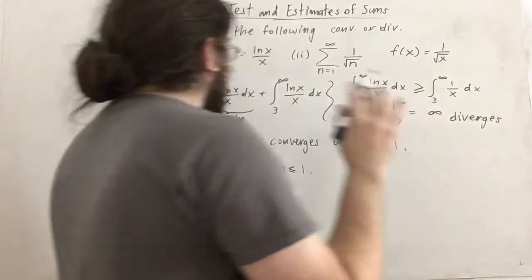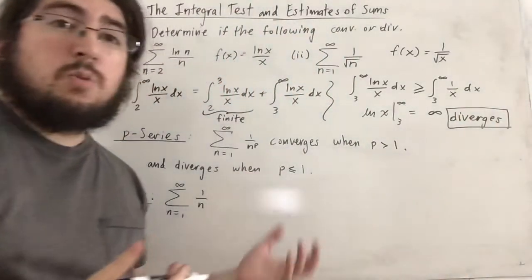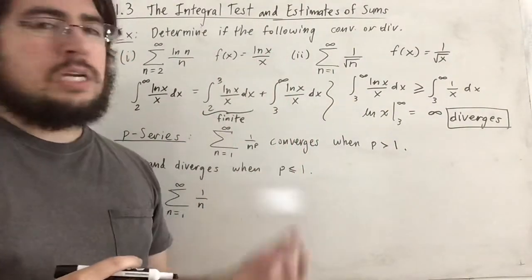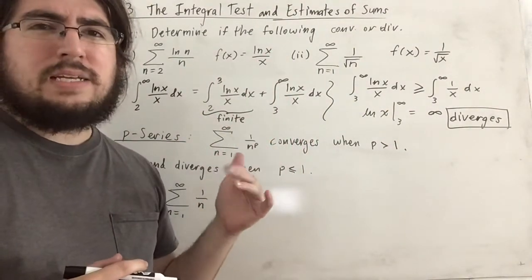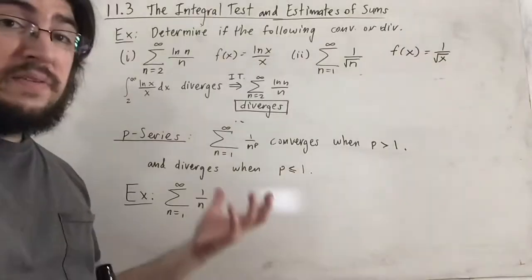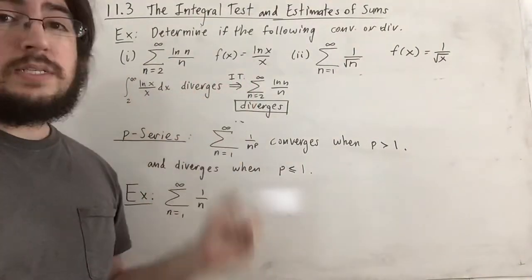Perfect. So since the integral diverges, that means the series must diverge as well by the integral test. So I know that was a lot. Number 2 is going to be a little less crazy. It's more tame. But I'm going to erase this and write a result over there. All right, perfect. So here's our result we just got. The integral diverges, so by the integral test, the series diverges as well.